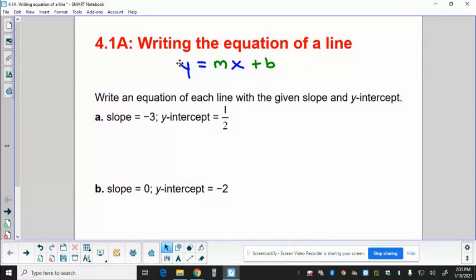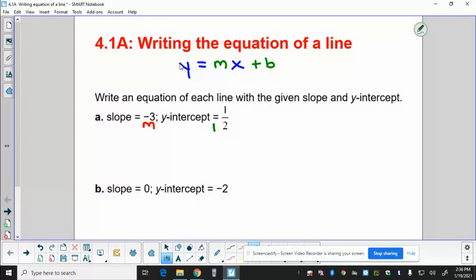So let's just get right into it. Look at this first example. How could you write the equation of that line? Let's see if anybody can help us out. So what do we have in this case? Let's maybe assign some letters to these items. Slope is -3, so that number right there is -3. And the y-intercept is half.